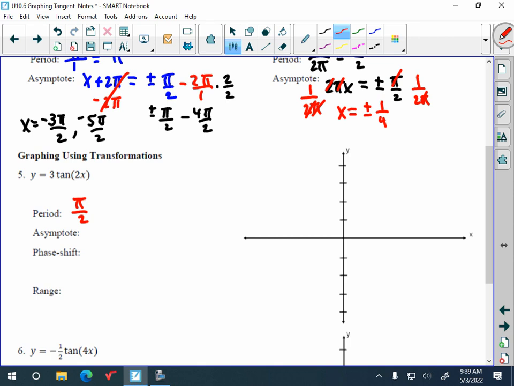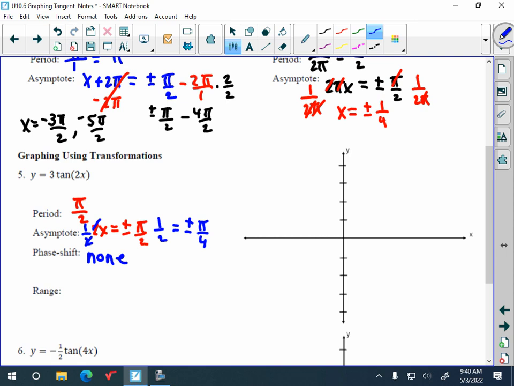All right, so now we've got to find the asymptotes. So we set 2x equal to plus or minus pi over 2. And so here we'll multiply by the reciprocal, 1/2. So we get plus or minus pi over 4. There's no phase shift on this because there's no adding or subtracting inside the parentheses.